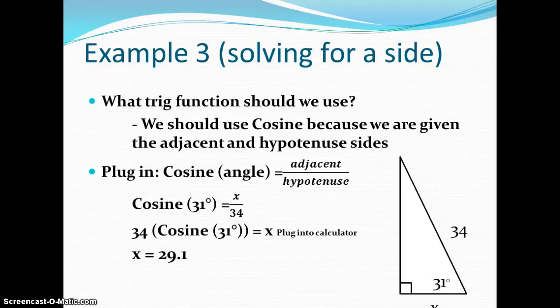Now remember, you're going to want to have your calculator in degrees, not radians. And you're going to use your sine, cosine, and tangent buttons that are on the calculator. So you're going to plug it in right as you see it. 34, and then you'll press your cosine button, and then you'll put 31, enter.